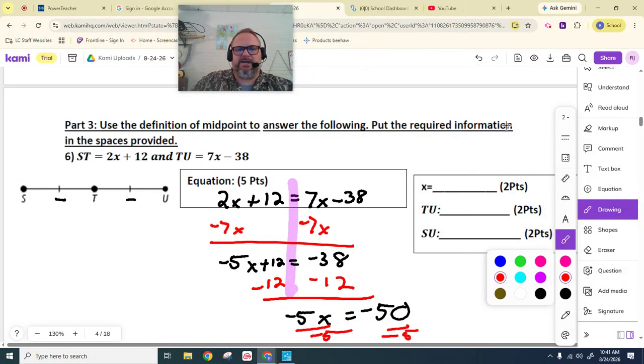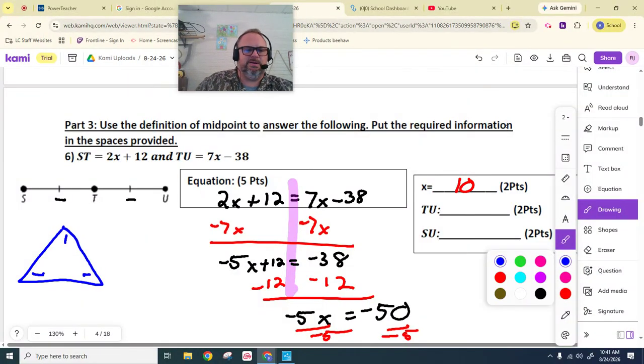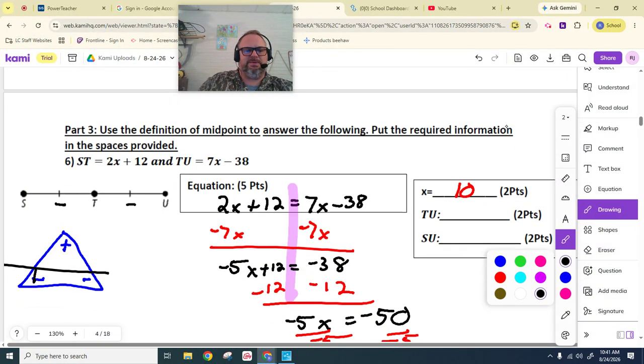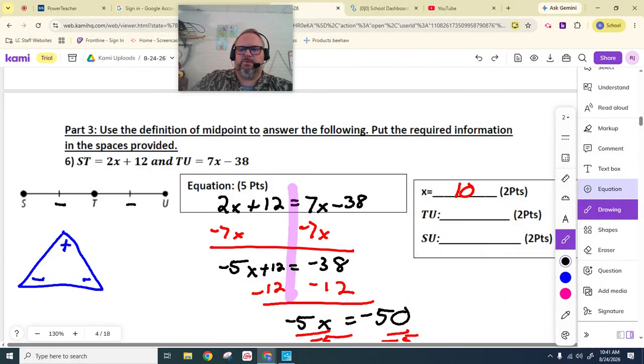And what do we get for x? Negative 10? Positive 10. Remember, negative divided by negative. Okay, it's on the board, but I'm not going to turn my camera on the board. Remember, we cover this up. I have two negatives in my problem. My answer is going to be positive. Yeah, I saw that. I'll get it later. No big whoop. So, I'm looking for TU.